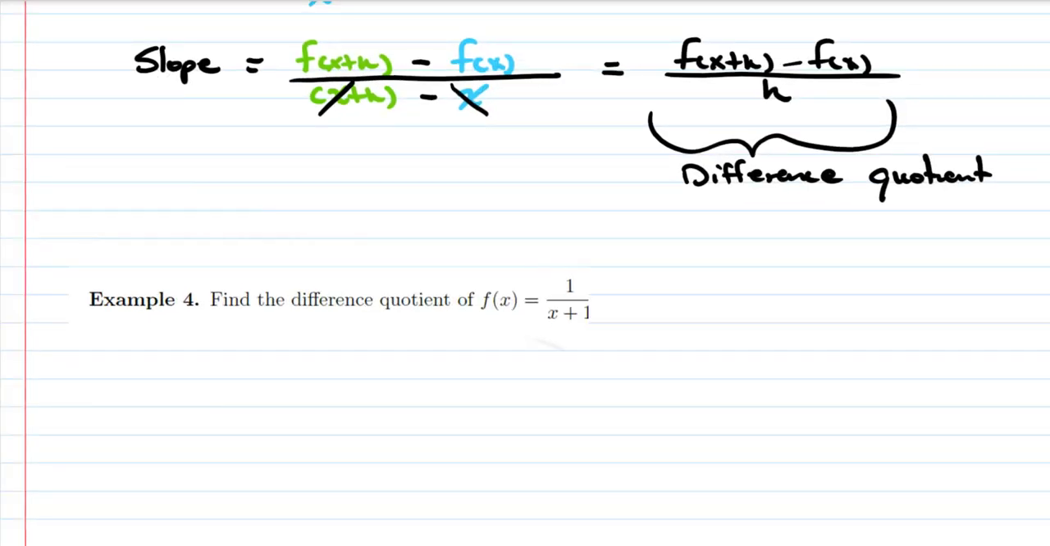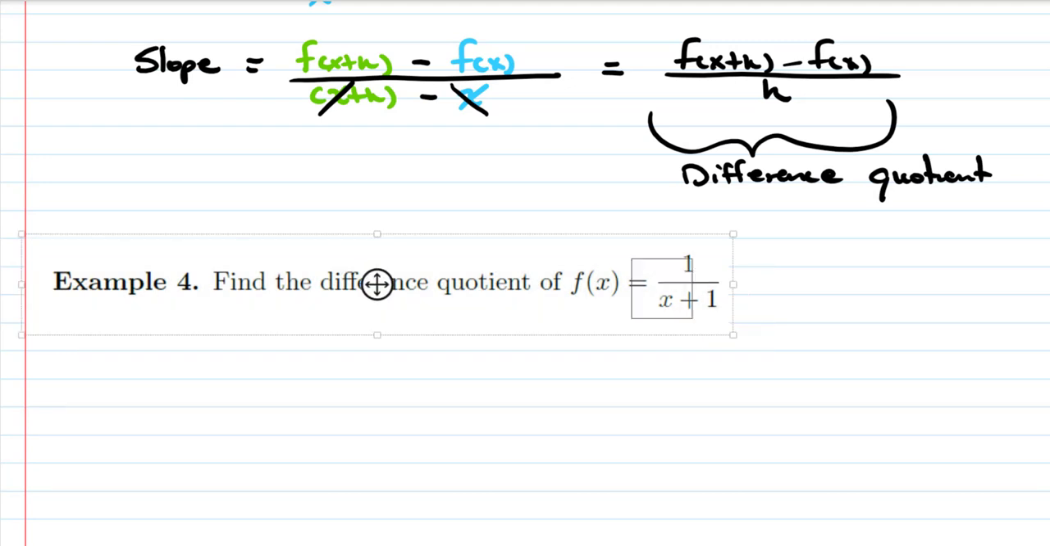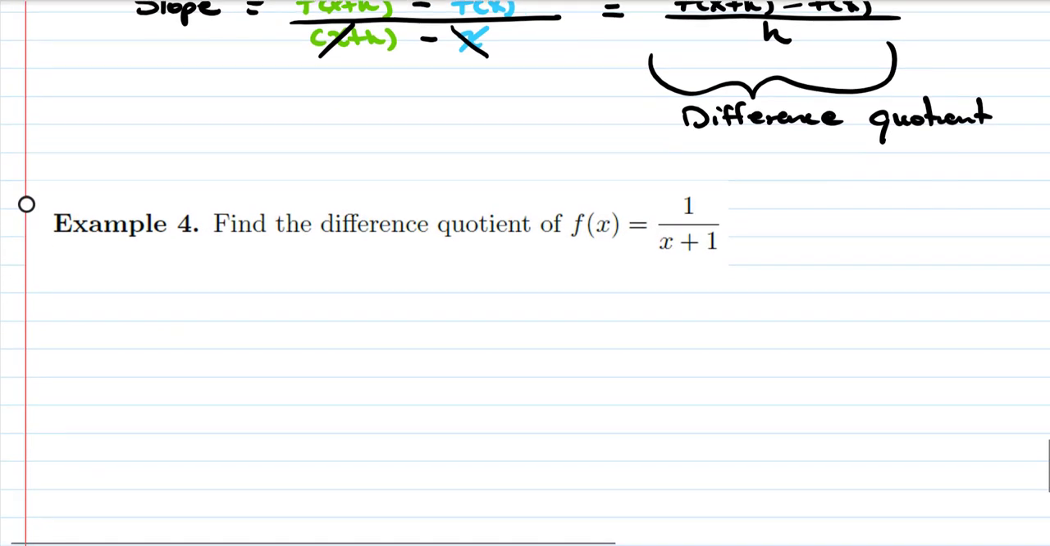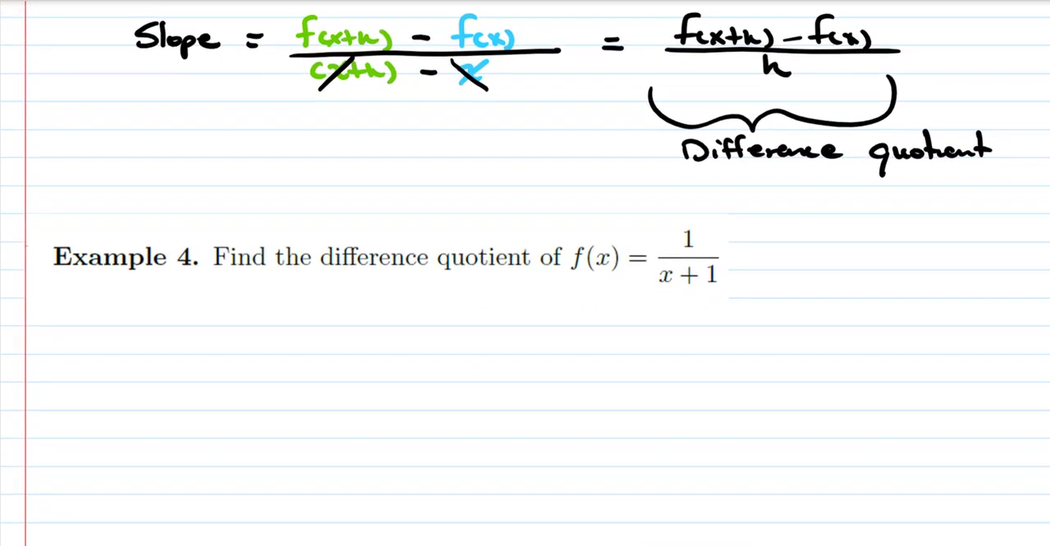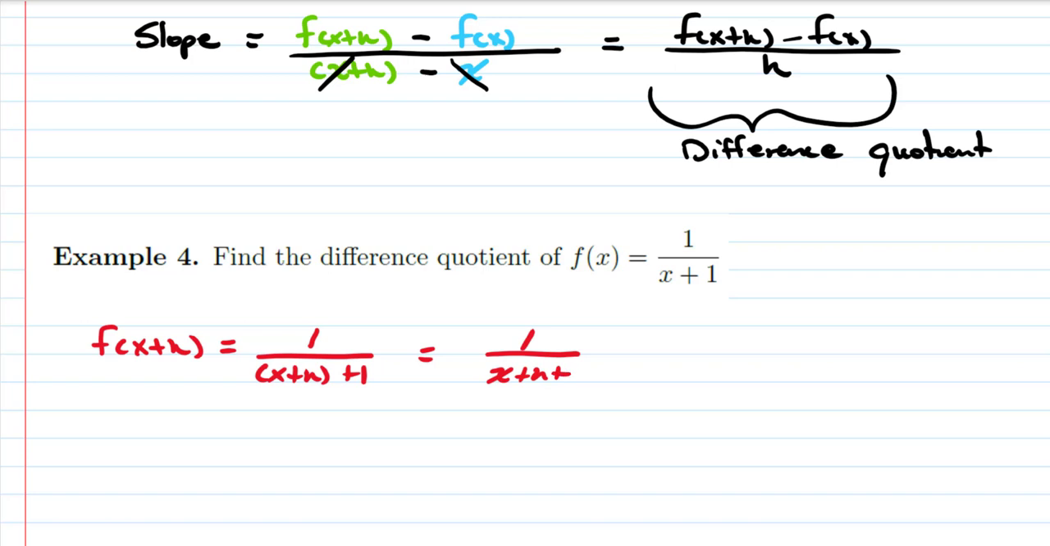So we're asked to find the difference quotient for the function f of x equals 1 over x plus 1. So to use this formula, we need to have f of x plus h minus f of x all over h. So the first thing we need to do is figure out, well, what is f of x plus h? Well, f of x plus h says everywhere in my function where I see an x, I'm going to replace it with x plus h. So that gives me that f of x plus h is 1 over x plus h plus 1.